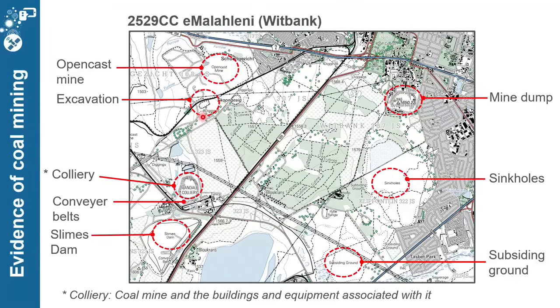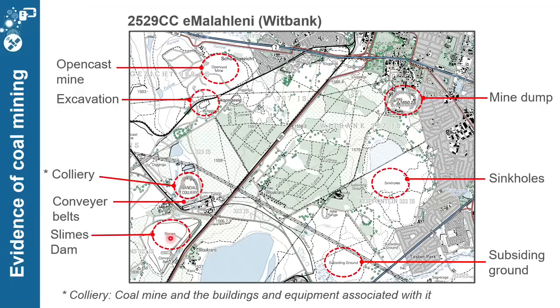Here is an excavation. An excavation means that the ground is being dug up, it's being excavated. There is a colliery. A colliery is a coal mine. It says there colliery, there's an excavation with a colliery. So this coal is being dug out. And remember, your coal mines are open cast mines, so there will be diggings or excavations. There's a slimes dam. Slimes dams are dams that are used to capture the water that is used in the mining process.